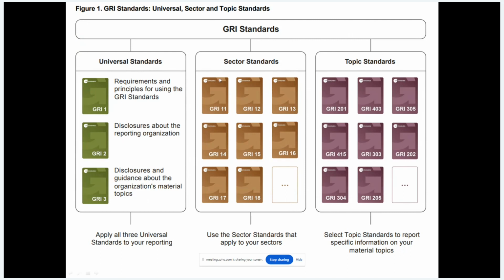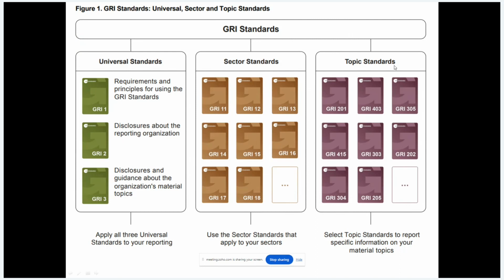In sector standards, the numbering is given up to say 8, but presently only 3 standards are available. One standard is the oil and gas sector, another is the coal sector, and the third is the agriculture sector. The standards for other sectors are under preparation, and GRI will keep adding as and when they are ready. So the work is going on for many sector specific standards. And you have topic standards also.